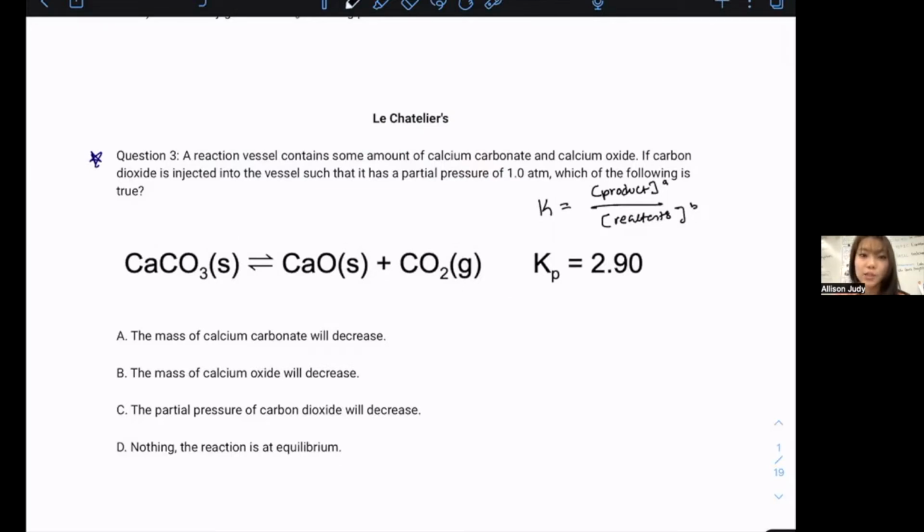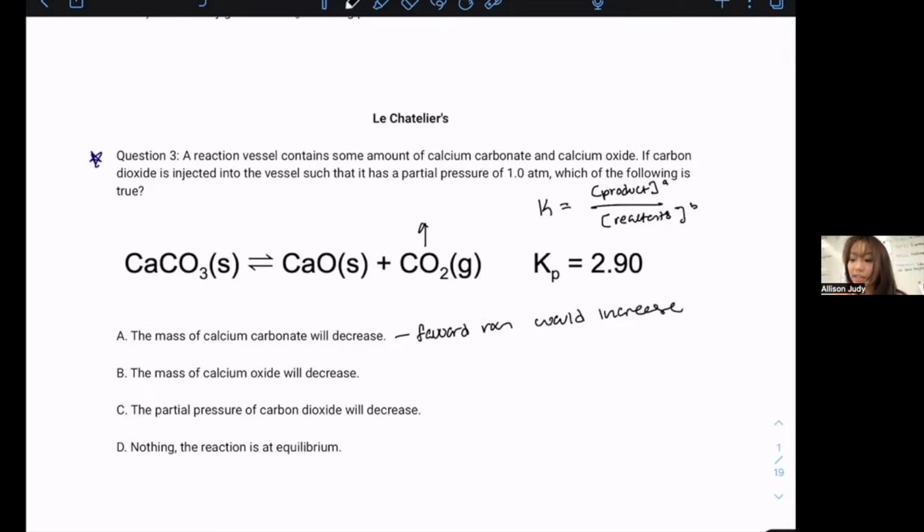For this problem, what it's asking you is that we assume that this reaction has attained equilibrium at first, and now we're adding a stress, which is injecting more carbon dioxide. So we're increasing this specific reagent on the product side. As a result, that means we're going to see the mass of the calcium carbonate will decrease. If the mass of the calcium carbonate decreases, that means that we'd be using up the reactant. This would favor the forward reaction. The forward reaction would increase. That's what that means.